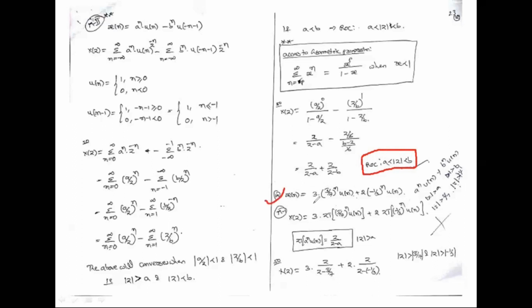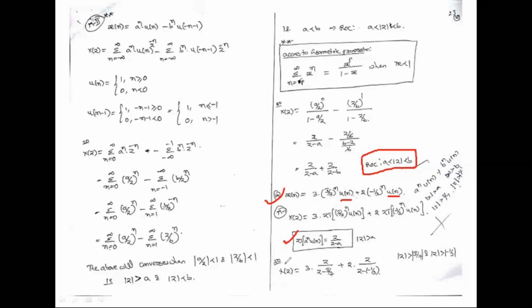Another example, x of n is equal to 3 into, and this function is (5 by 7) whole power n mu of n plus 2 into (minus 1 by 3) whole power n mu of n. Both are mu of n only. And the function is a power n mu of n, and it is also a power n mu of n. We know the z transformation of a power n mu of n is z by z minus a, and z is greater than a. Why is it z greater than a, my students? It is a mu of n, so mu of n is always in the greater than region only.